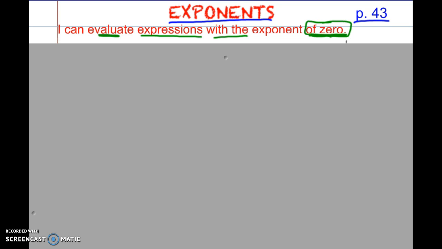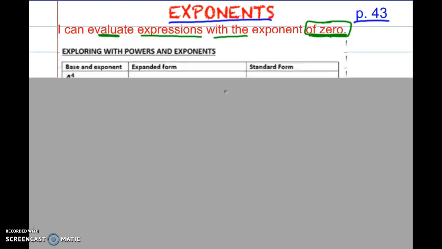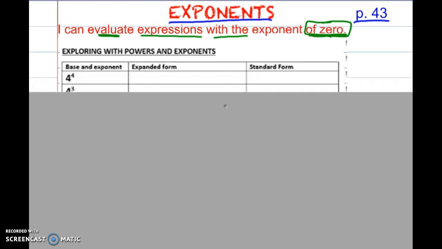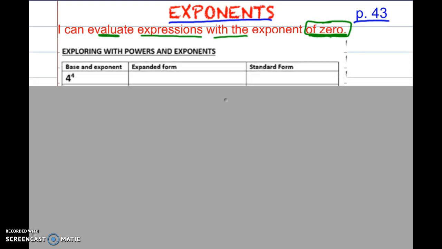Hopefully you have received the handout already from the substitute, and you'll notice that your handout consists of 3 tables. We're going to complete some of this table together. Our first table deals with a base of 4. We have 4 to the 4th power, 4 to the 3rd power, 4 to the 2nd, 4 to the 1st, and so on. So we're going to take this base and exponent and write it in expanded form, which means to show what we will multiply.